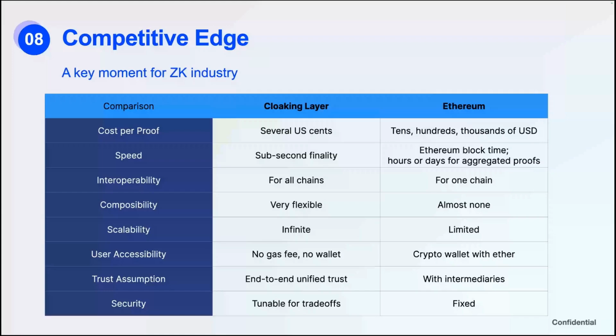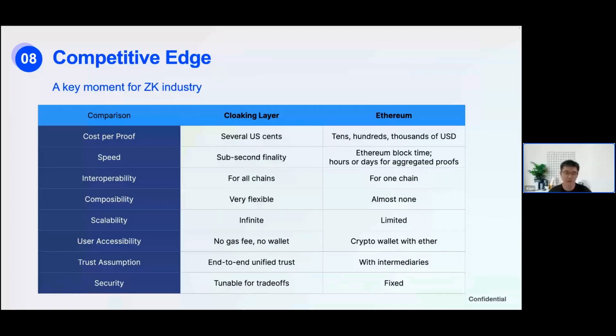One of the core reasons we think was that the verification of zk proof is just too expensive and not so convenient right now because it's limited to Ethereum. It's limited, it's very expensive and slow. So it's not ready for everyday use. But with the help of Cloaking Layer, we're cutting the price for zk verification to 1 or 2 US cents.